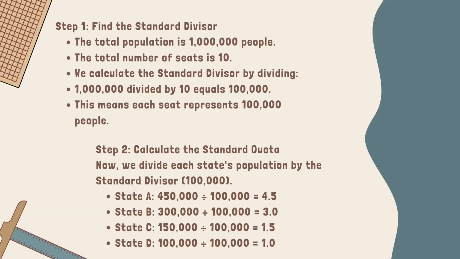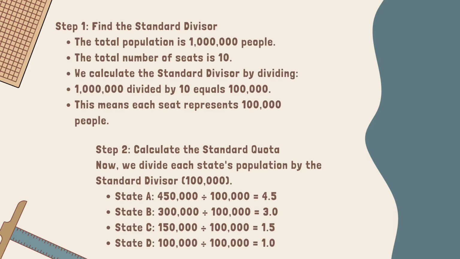Solution for problem number 1. Step 1. Find the standard divisor. The total population is 1 million people. The total number of seats is 10. We calculate the standard divisor by dividing 1 million by 10 equals 100,000. This means each seat represents 100,000 people.